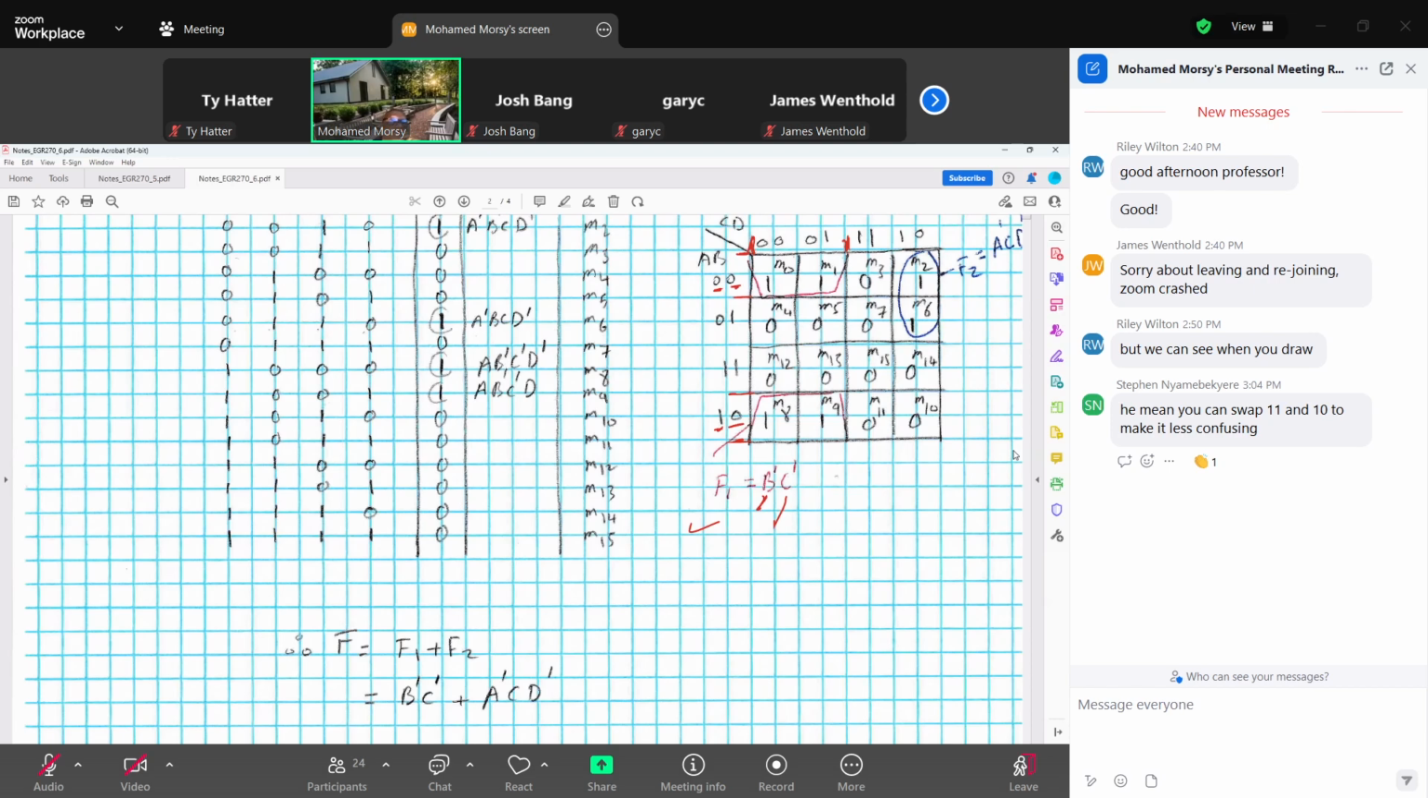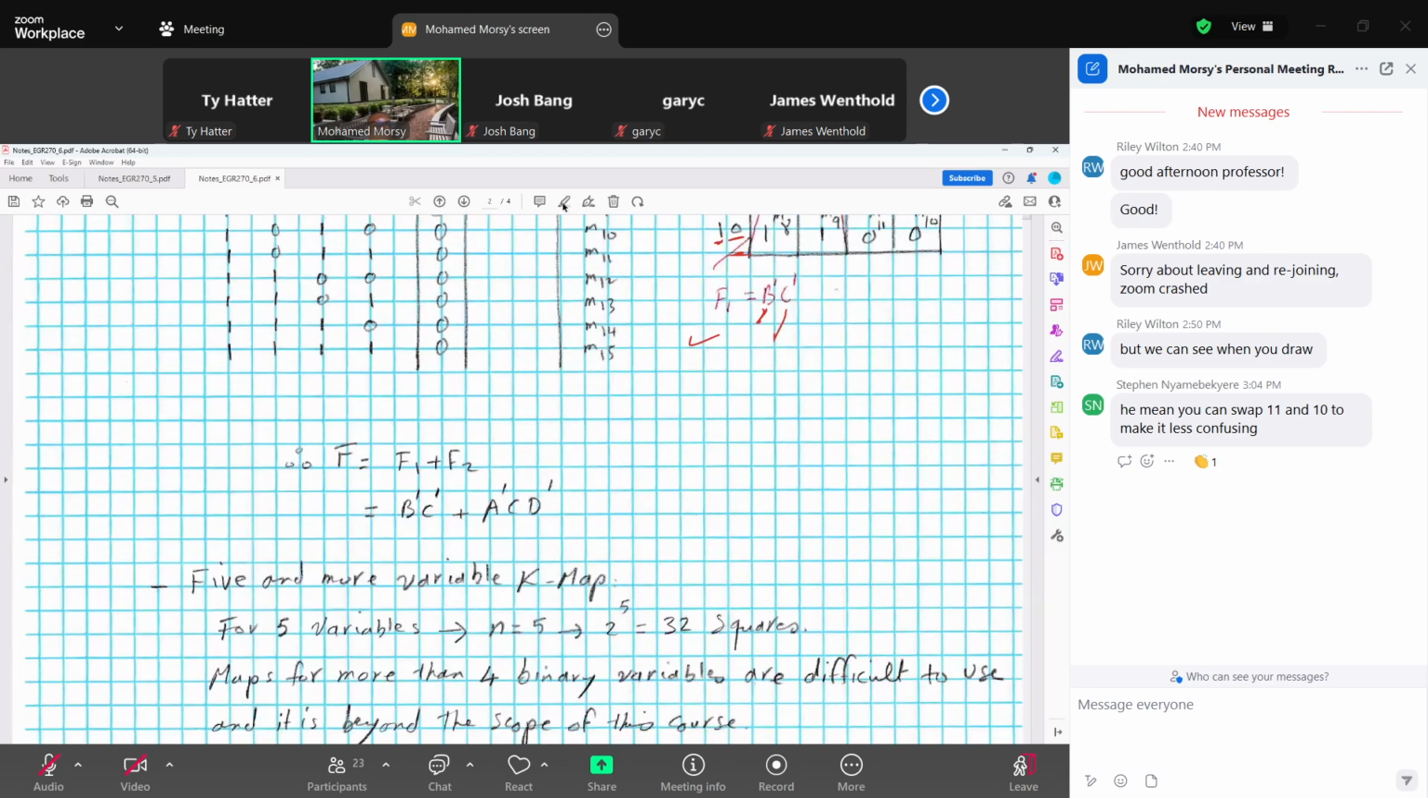Then we have 1 and 1 left here, so we can take them in one go. So F2: again, look in this direction. A is 0, so we have A inverted. B, skip it. C, in this direction, C is 1, so we take C. D is 0, so D inverted. This is D inverted. Okay? Then we add F1 plus F2, and we get the expression here.